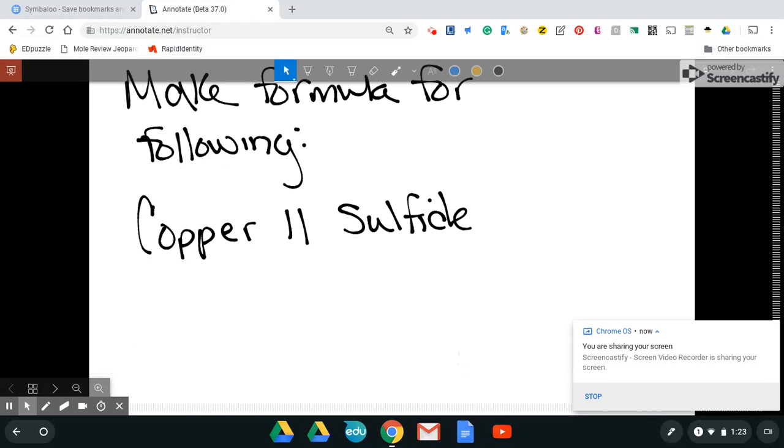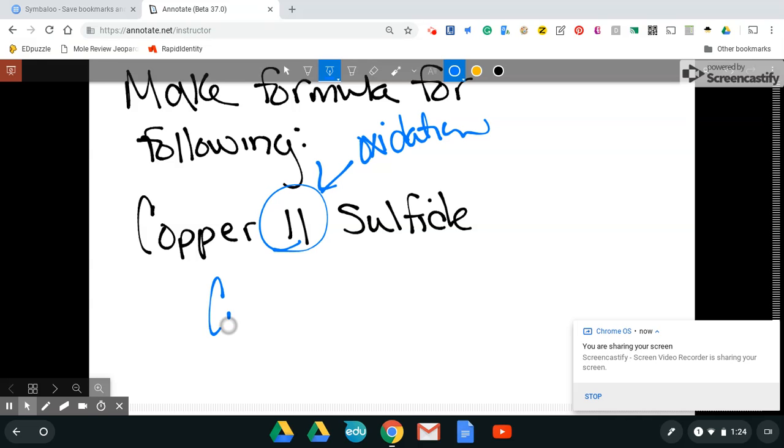Right, so what I'm going to do is remind you through this video how to write formulas. So here is your compound, copper(II) sulfide. This right here tells you the oxidation number, okay? That lets me know that copper has an oxidation number of +2.